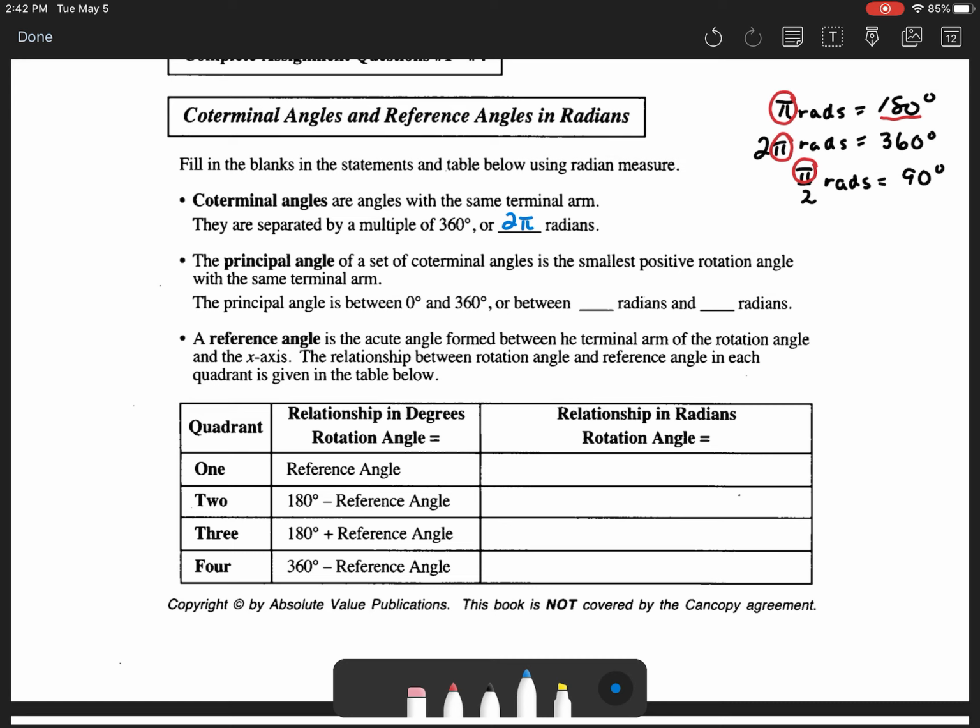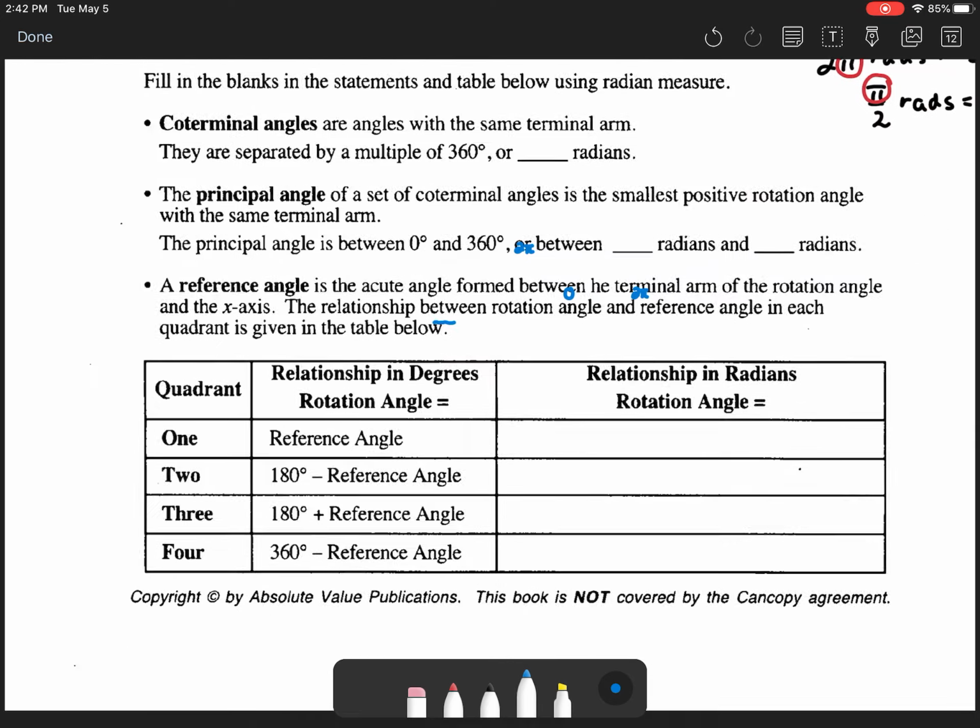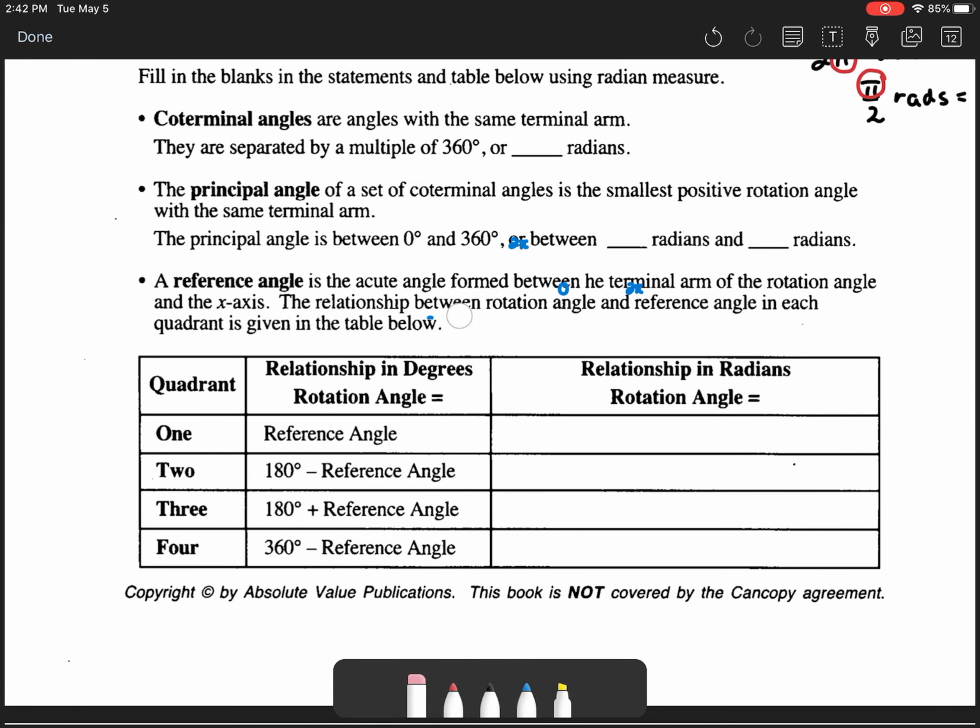The principal angle of a set of coterminal angles is the smallest positive rotation angle with the same terminal arm. So the principal angle is between 0 and 360 degrees if we're in degree measure, or between 0 radians, that's the same thing as 0 degrees, and 2 pi radians, which is the same as 360 degrees. Okay. So the reference angle, again, from yesterday, probably the most important term from yesterday, was the acute angle formed between the terminal arm.